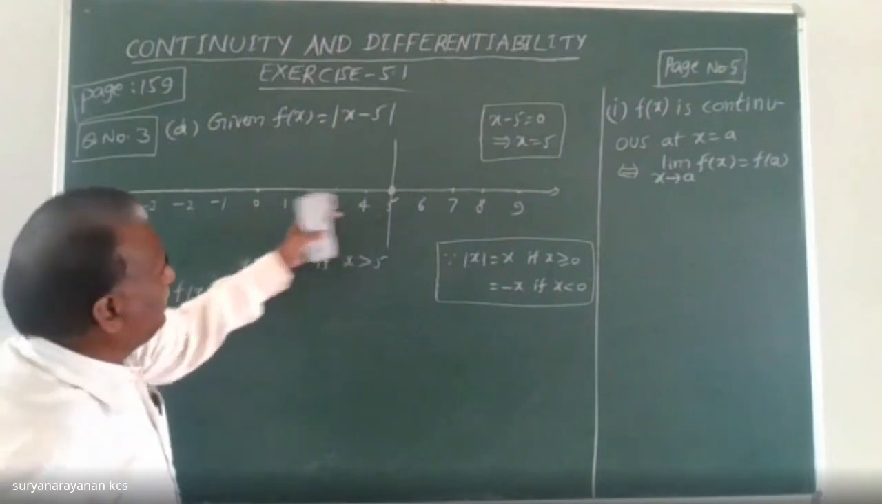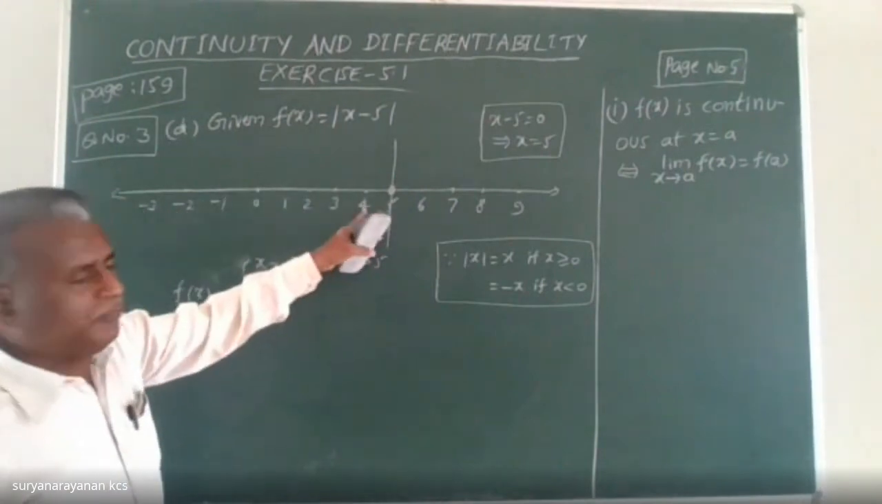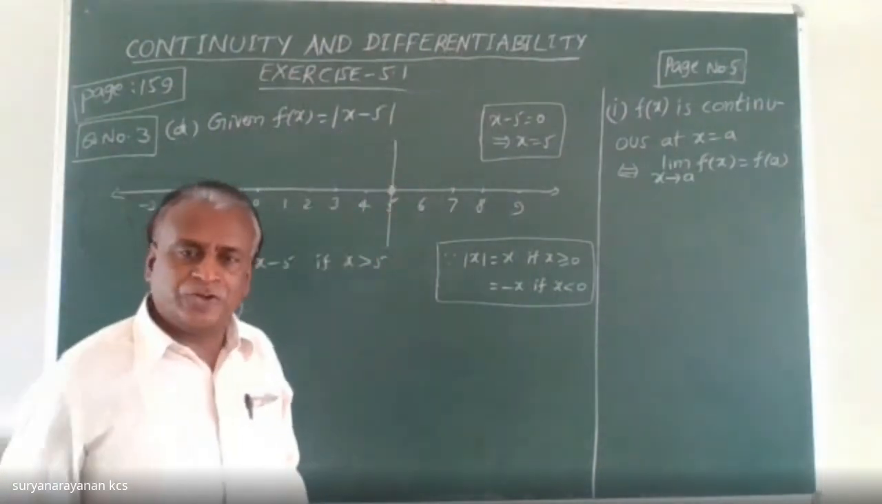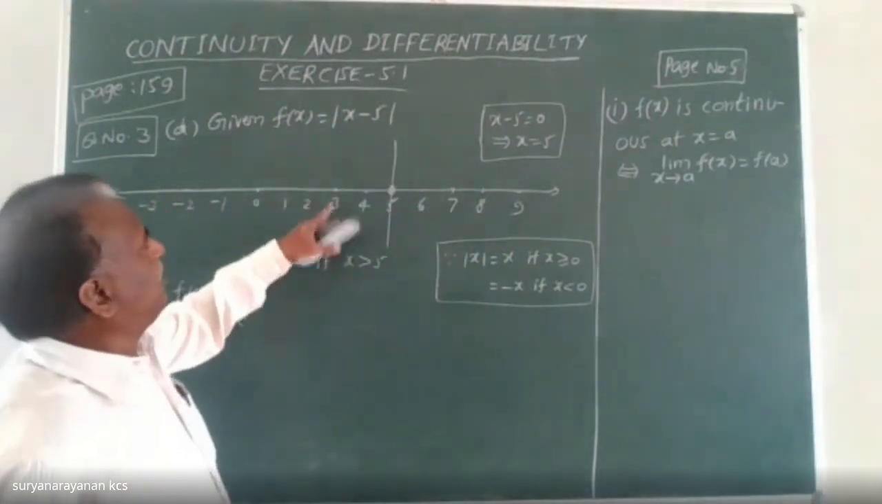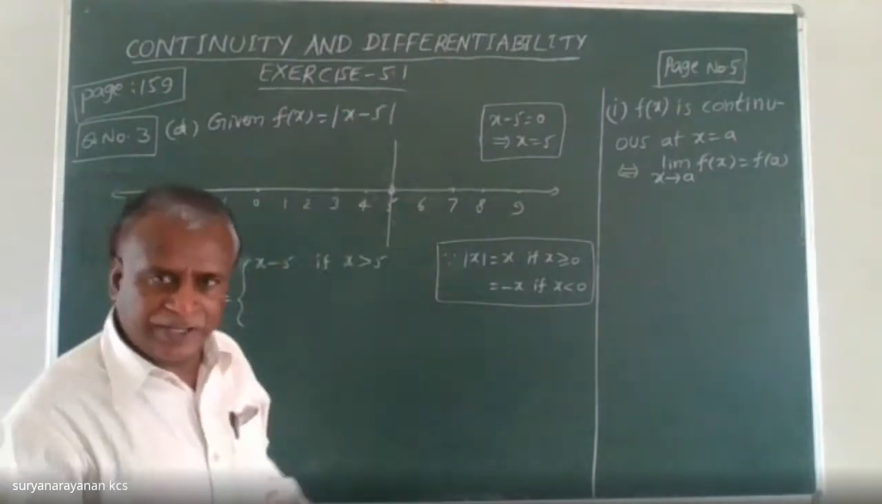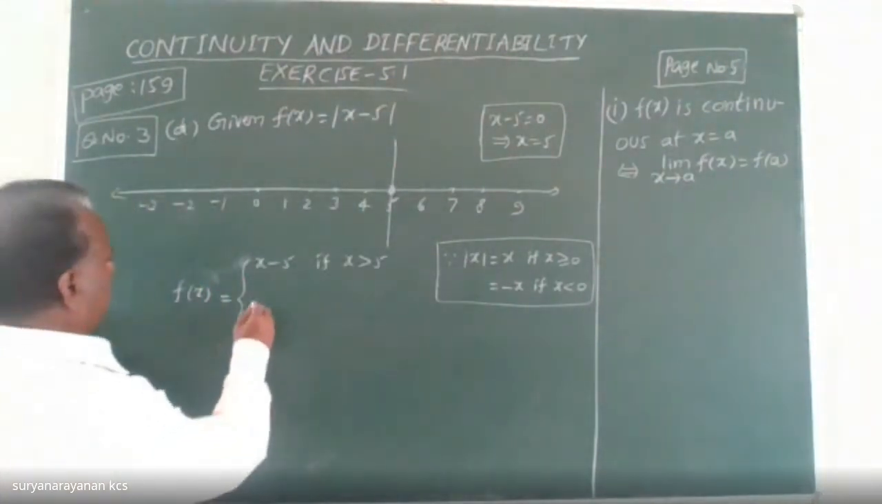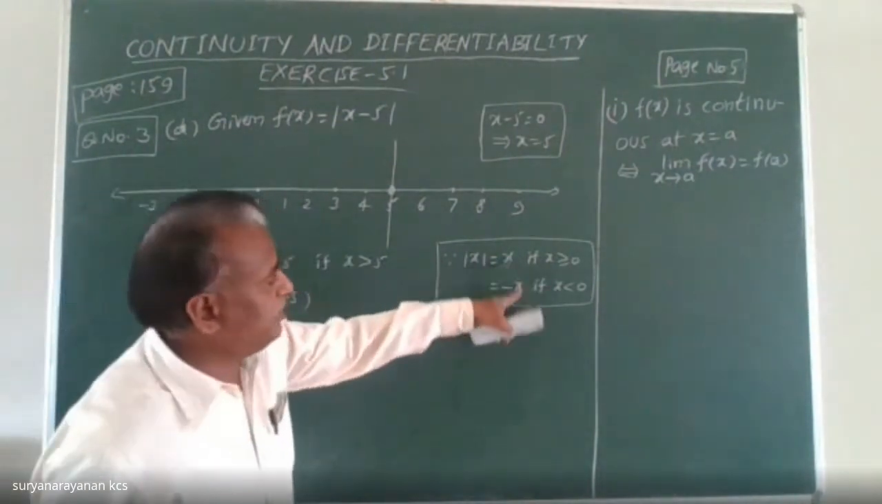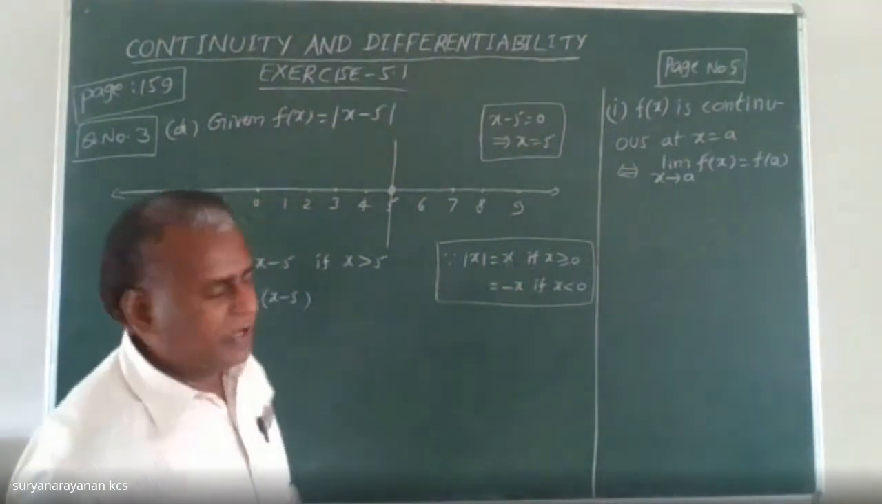If we take any negative number, 4, and you take 4 minus x, what will you get here? A negative number. If you take 3 minus x, you get a negative number. So we take minus of x minus 5. In the place of x, we are writing x minus 5. Minus of x minus 5.